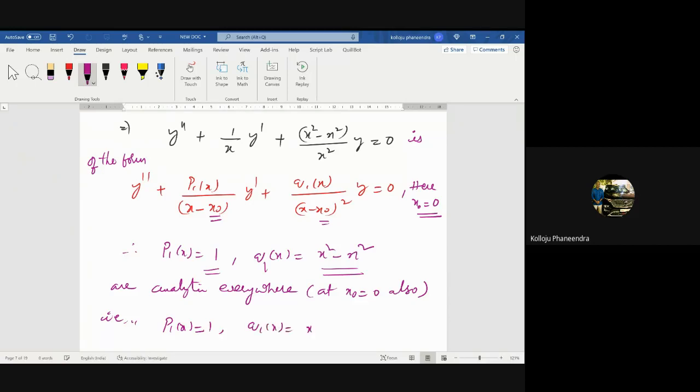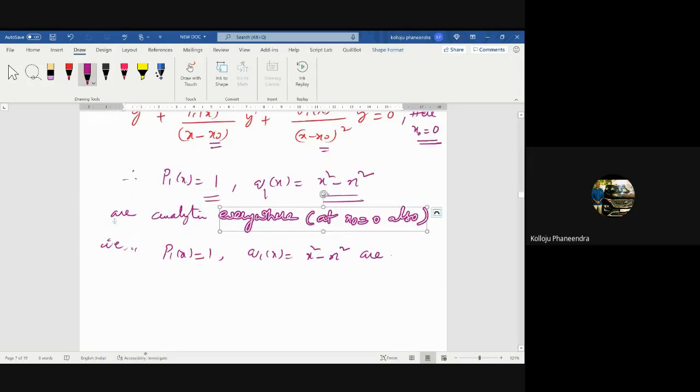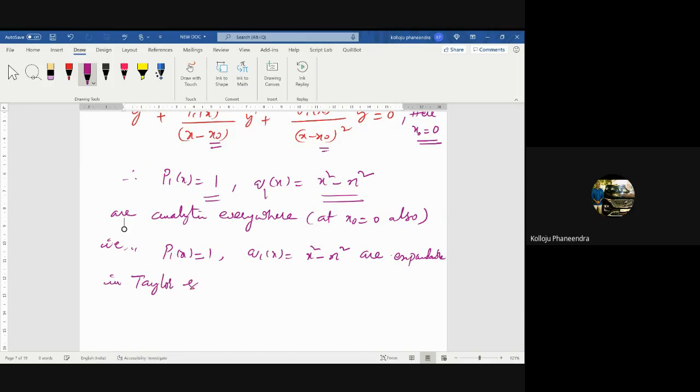Q1(x) equal to some other function, x square minus n square, is expandable in Taylor series about x not equal to 0.